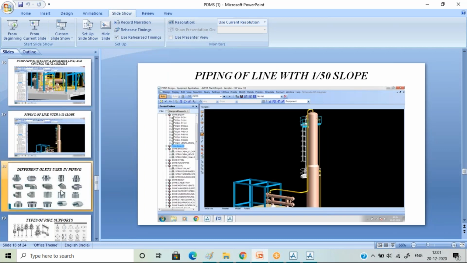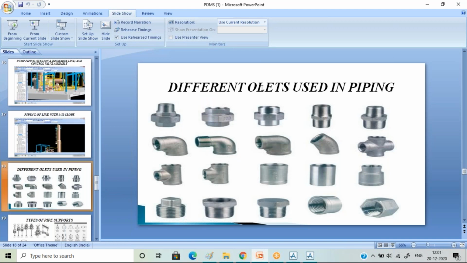Okay, now we go on to the other sections, that is different OLEDs. These are your OLEDs that you see.